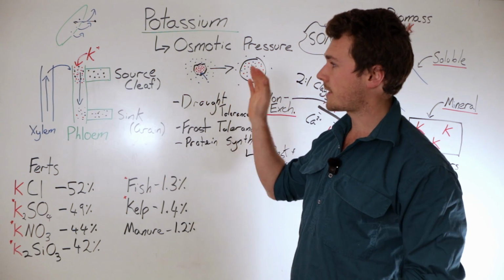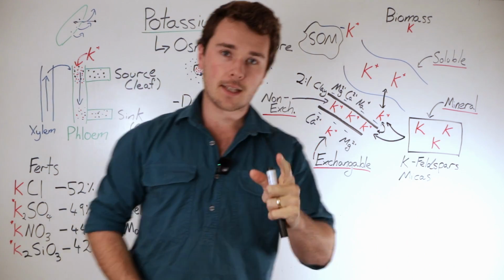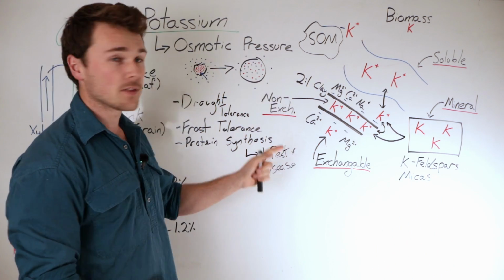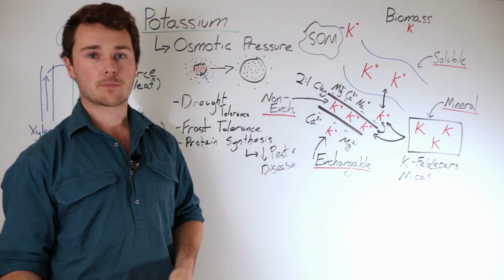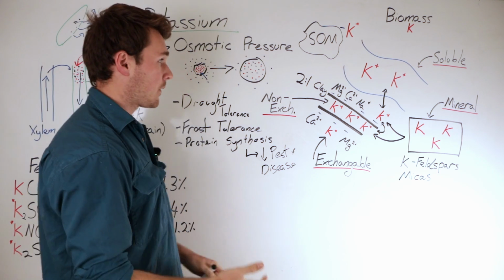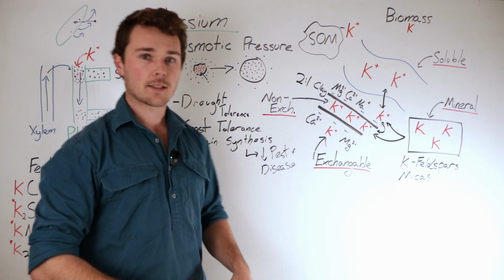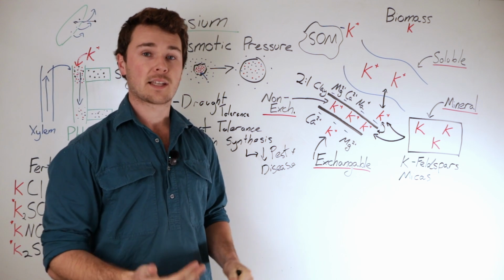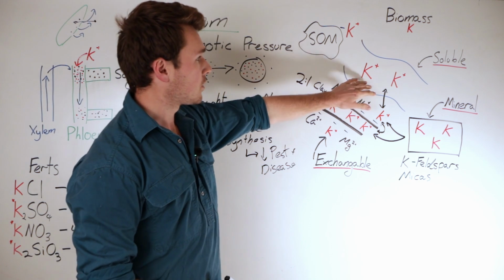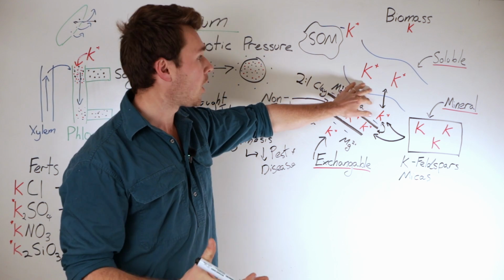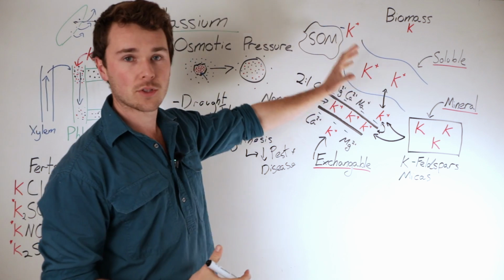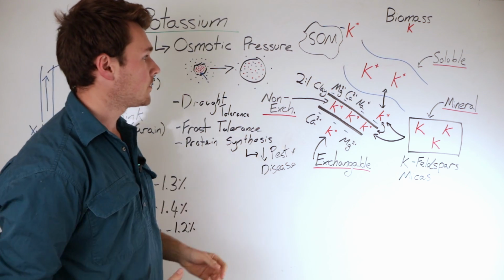So now that we know that potassium is super important for everything, let's get into potassium in the soil. Now this is complicated, not as complicated as phosphorus, but it's somewhat complicated. So there are four main sources of potassium in the soil. There's the soluble potassium, where it's just potassium ions hanging out in the water solution, or the solution of the soil.